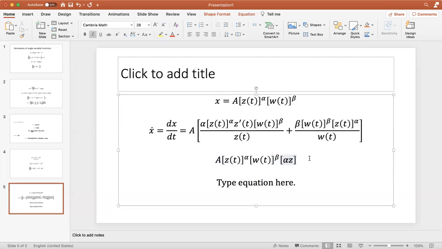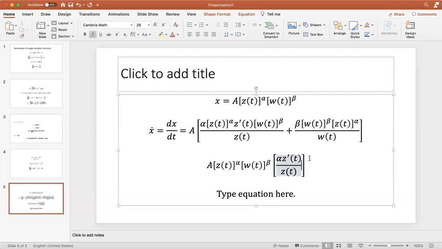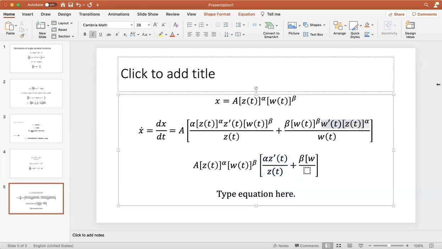alpha z prime of t over z of t plus beta w prime of t. Oh, I forgot, there's supposed to be a w prime of t here in between. So you have w prime of t in this numerator, and you'll have w of t in the denominator. So that's your cleaner version of x dot, or dx over dt.